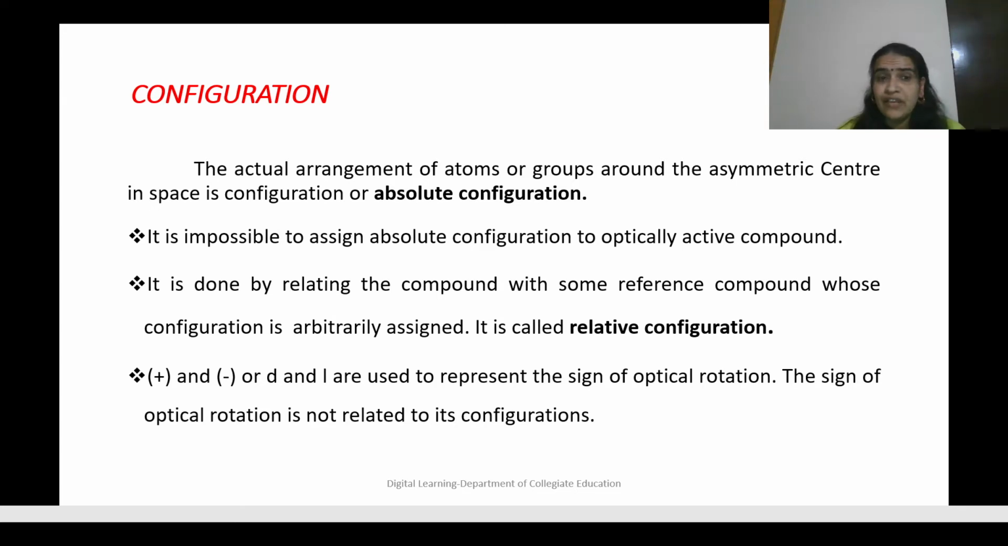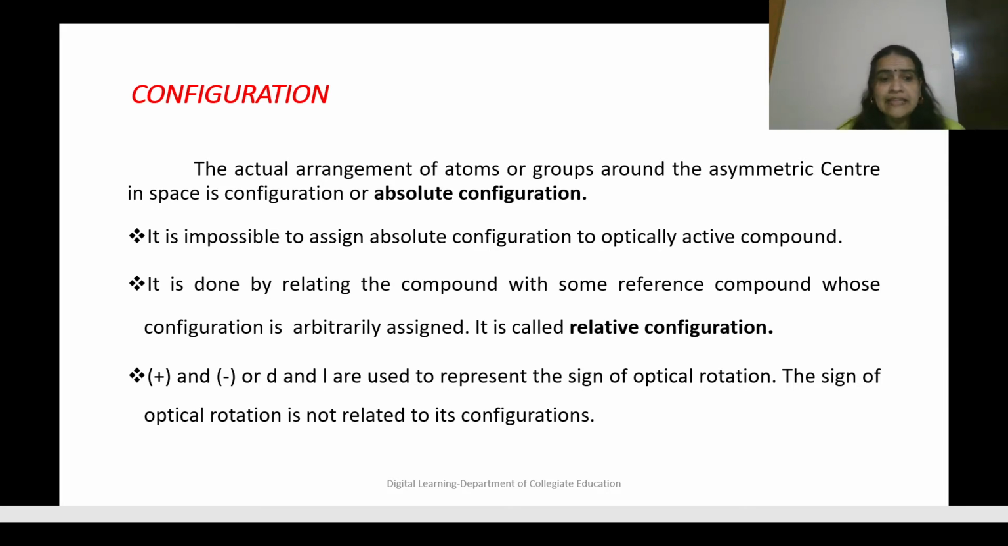So it is very difficult to find out the absolute configuration of a molecule. We are talking about optically active molecules. It is impossible to assign absolute configuration to an optically active compound. So it is done by relating the compound with some reference compound whose configuration is arbitrarily assigned. So this is called relative configuration, in comparison with the reference.